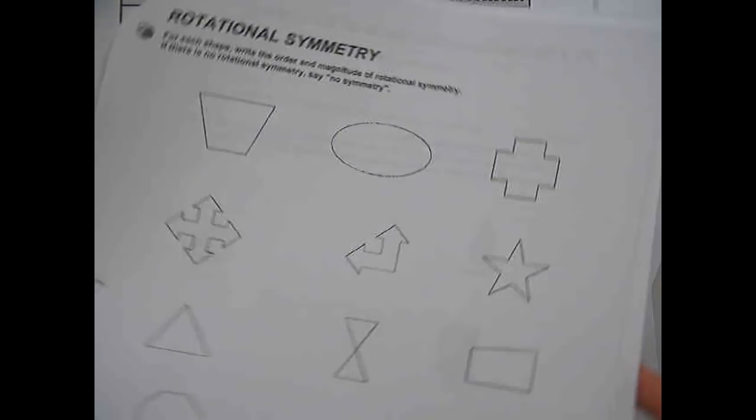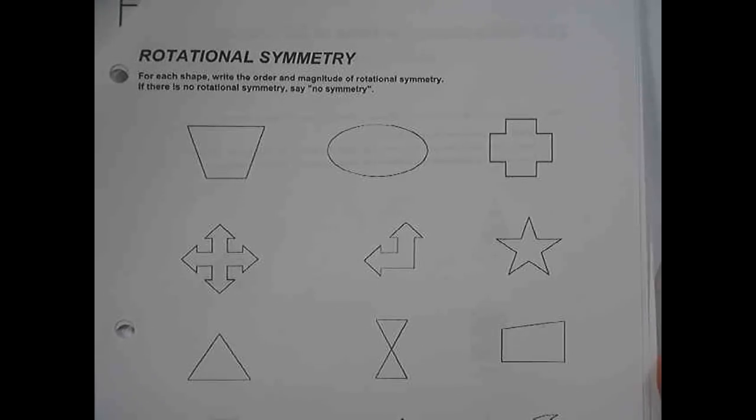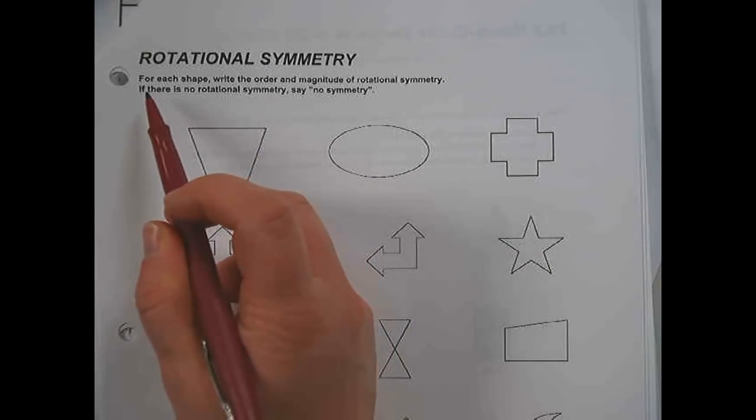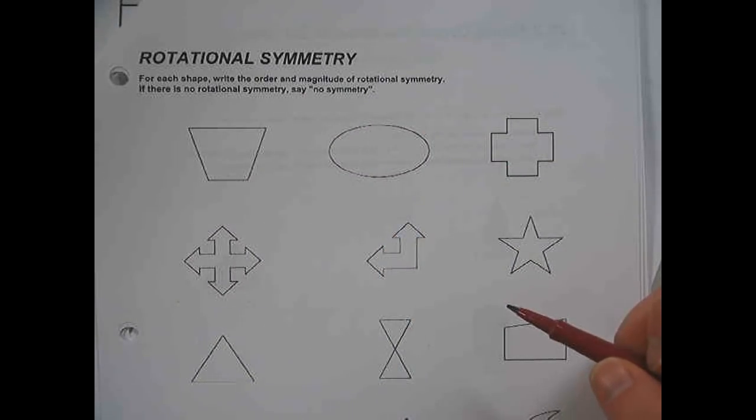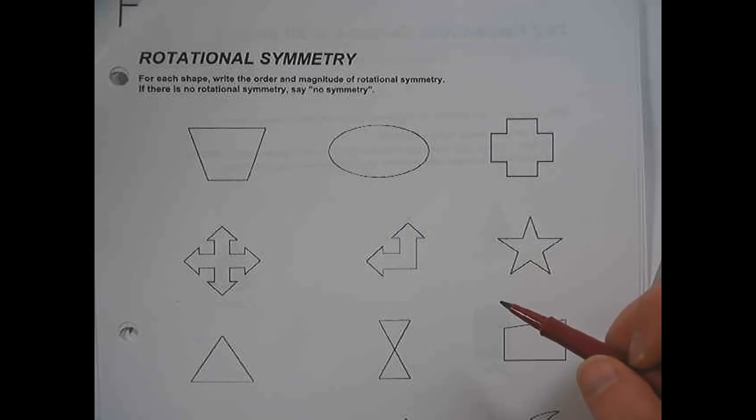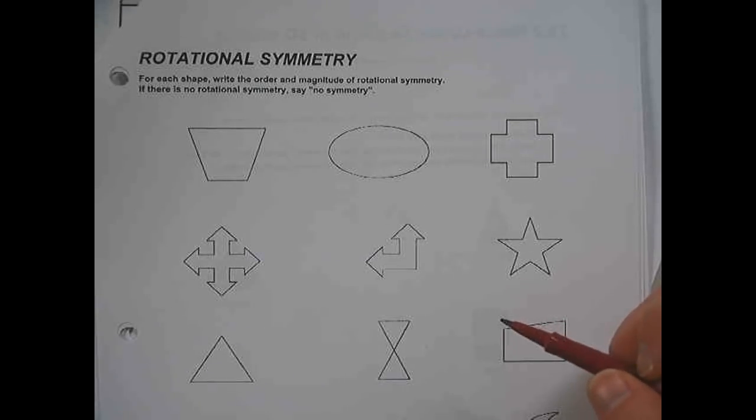Okay, and then on the back side of that, you're just doing the rotational symmetry. So you're following these instructions exactly. For each shape, write the order and magnitude of rotational symmetry. And then if there is no rotational symmetry, just say no symmetry.